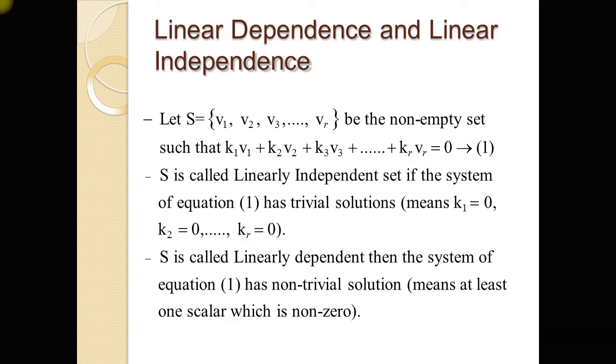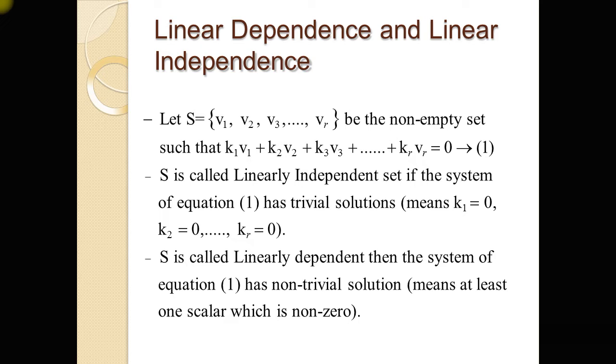Suppose we have a set of vectors v1, v2, v3 up to vr, then we have k1 v1 plus k2 v2 plus k3 v3 up to kr vr is equal to 0. The system of this equation contains the scalars k1, k2, k3 up to kr. This is a homogeneous system, and a homogeneous system has at least one solution, which is called the zero solution. We check whether there exists another solution in addition to zero.